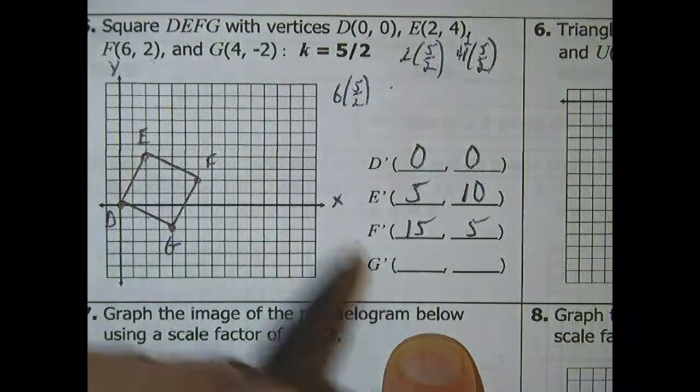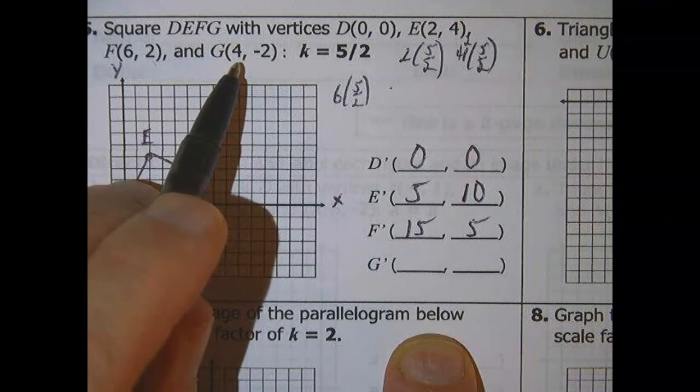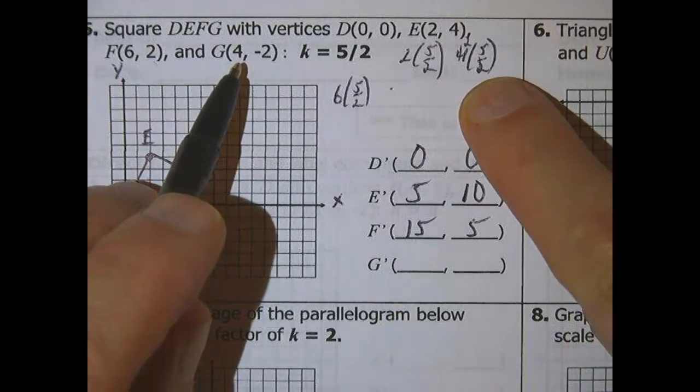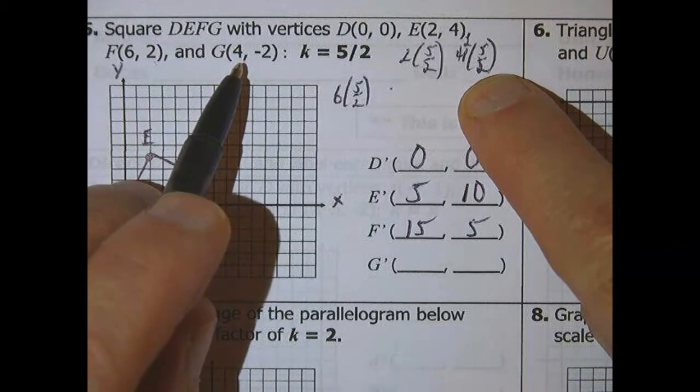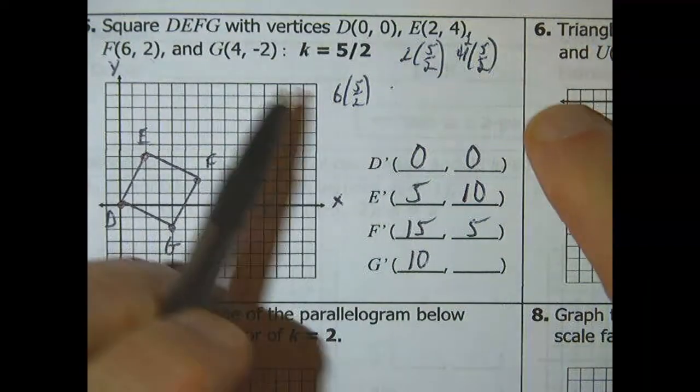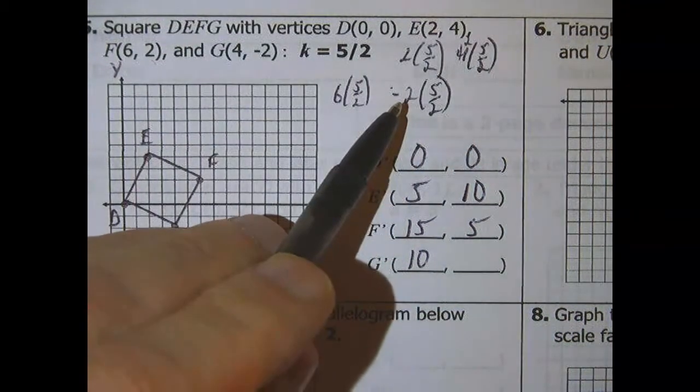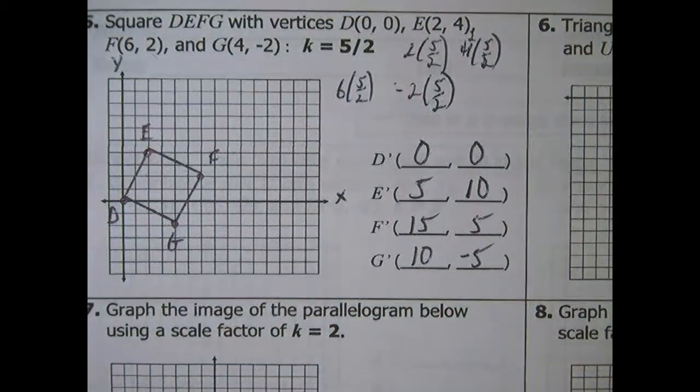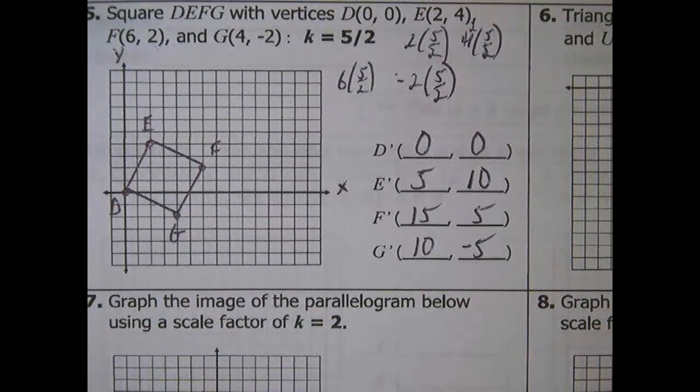All right, let's do that for our last point, G. And we've actually already done 4 times 5/2 right there. So it's still going to be the same thing, which is 10. So that's 10. And then -2 times 5/2. The 2's cancel, but you keep the negative, so you just get -5. All right, you got to be careful with these fractions and these negatives, but those are the points of the dilation.